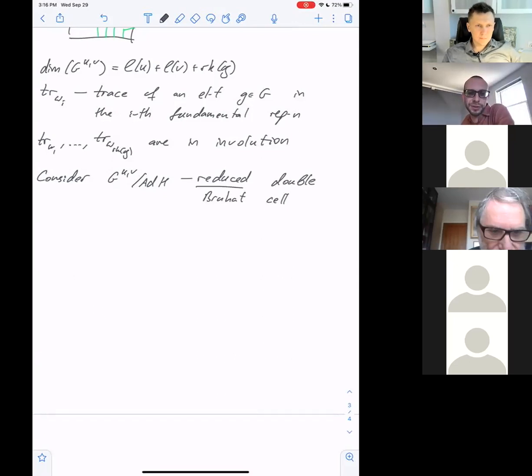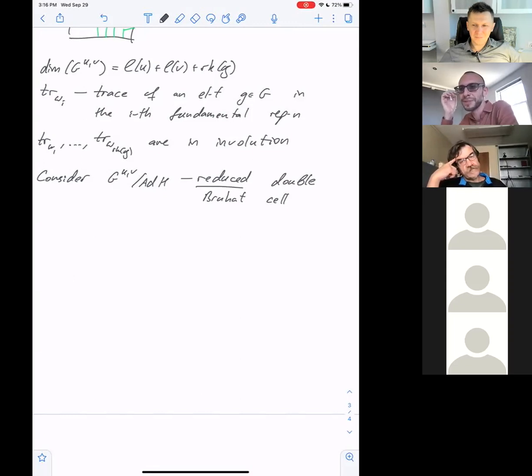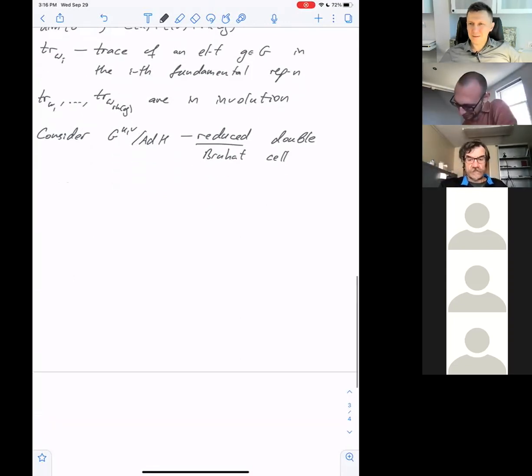If the torus acts freely, which it almost always does, at least if your u and v are large enough, then you have... Sorry, take it back. The torus doesn't always act freely, but if u and v are large enough, then it does.